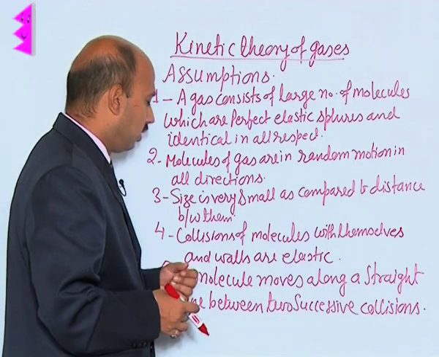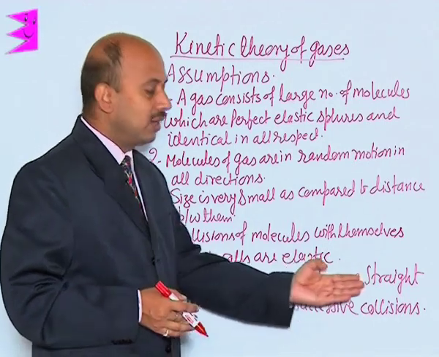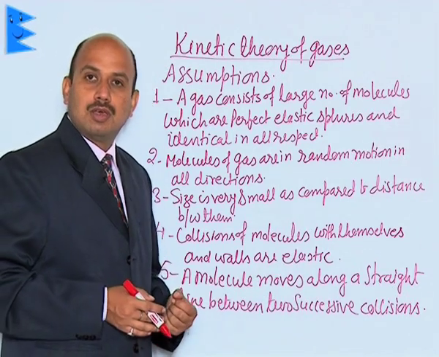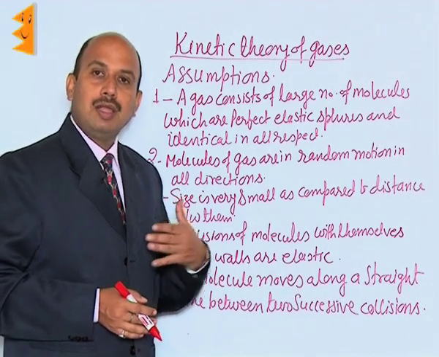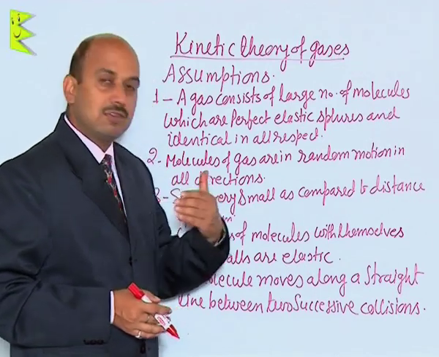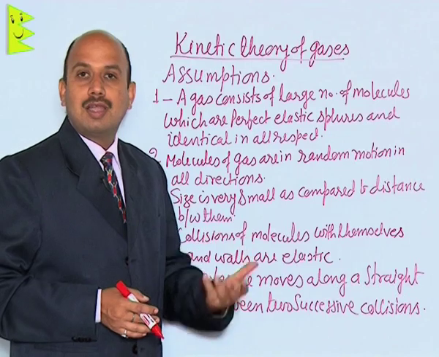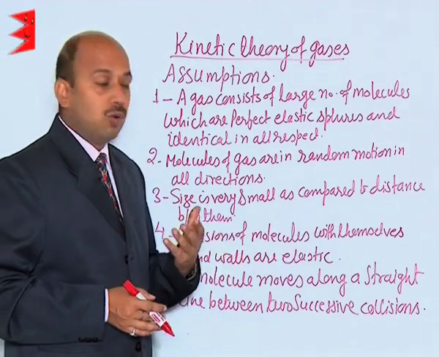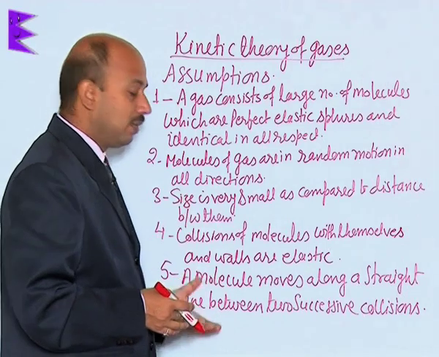Now, the fifth one: a molecule moves along a straight line between two successive collisions. So, when the molecules are moving and colliding with each other, the path between two successive collisions is taken as a straight line, and that is called the free path. So, these are the main five assumptions.